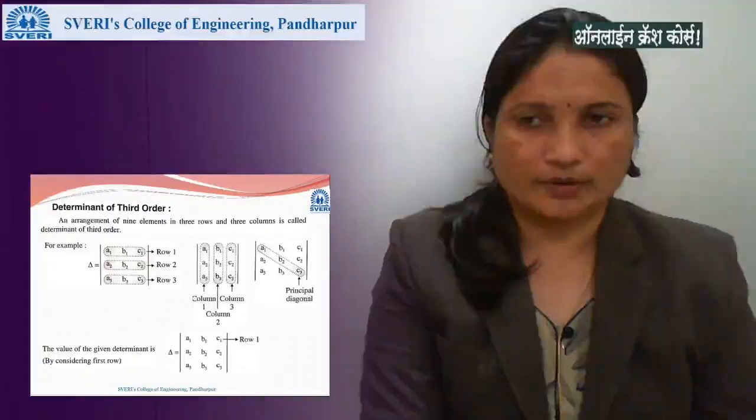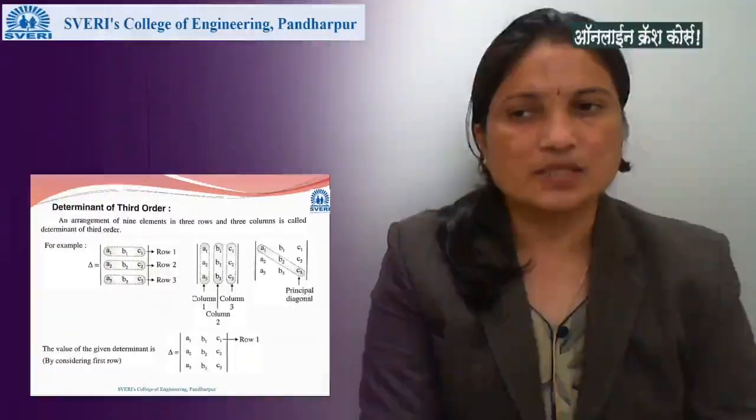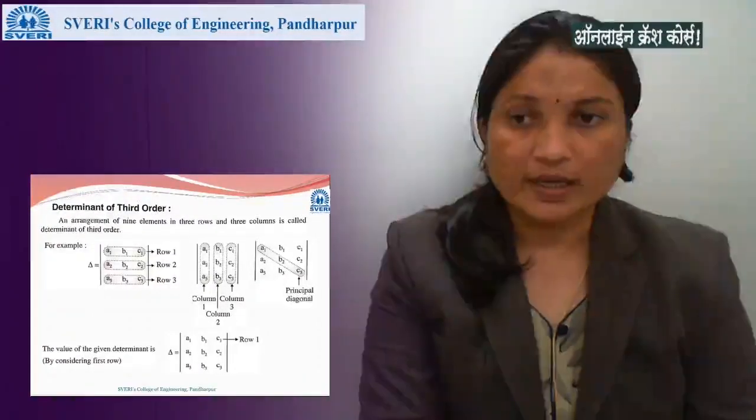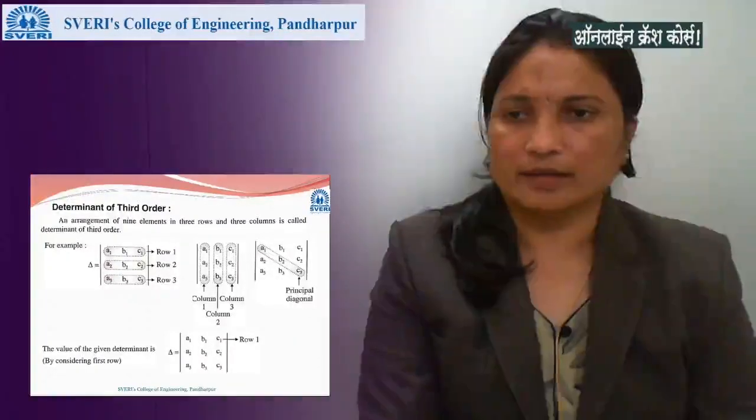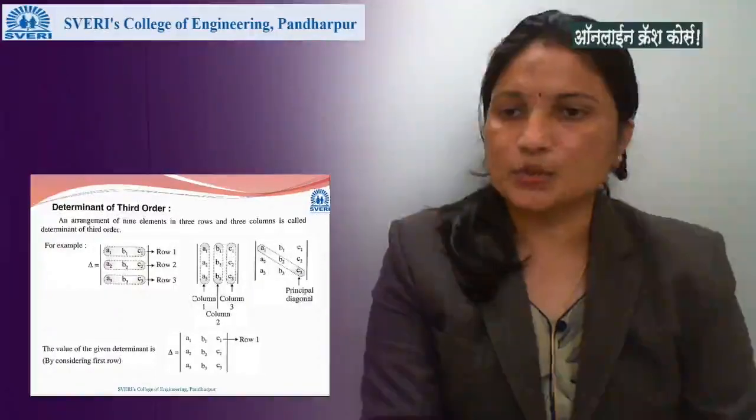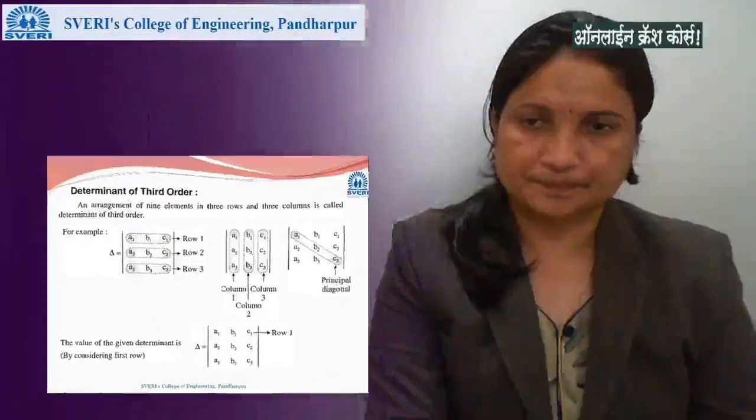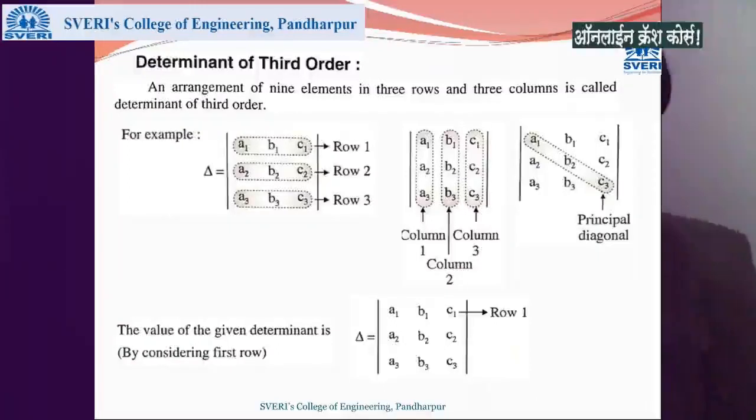Then the determinant of third order. An arrangement of 9 elements in 3 rows and 3 columns is called the determinant of third order. For example, take delta, the determinant with elements a1, b1, c1, a2, b2, c2, a3, b3 and c3. Here delta is written in determinant form. In the first column the elements are a1, a2, a3, in the second column b1, b2, b3, and in the third column c1, c2 and c3.